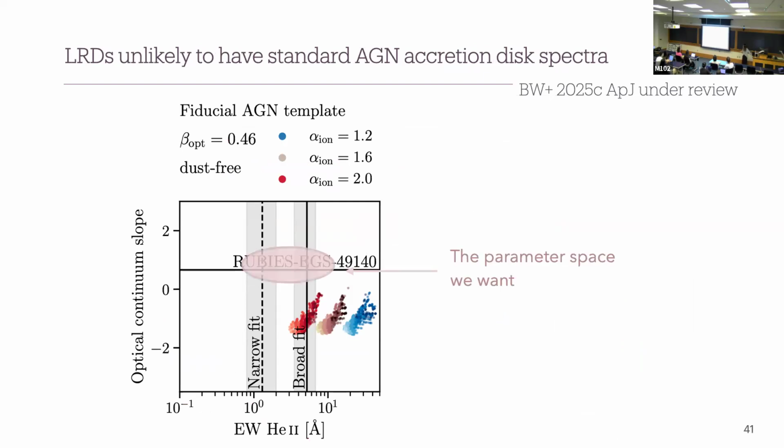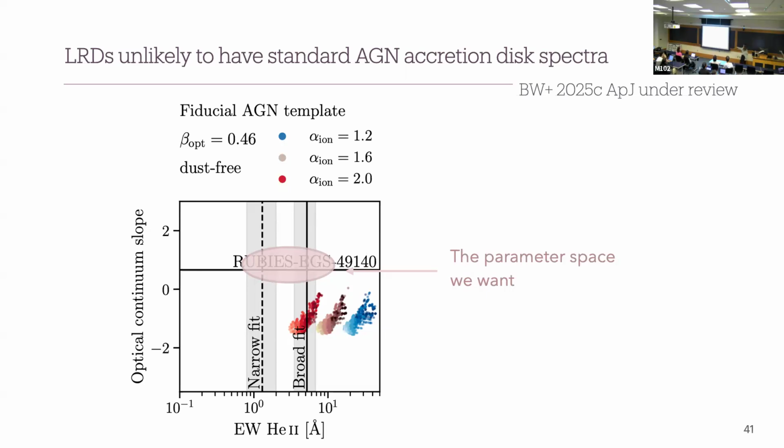So this is the parameter space we want. On the x-axis is the helium-2 equivalent width. On the y-axis, the defining feature of little red dots is this red optical continuum color. The parameter space we want is here, because the little red dot has low helium-2 equivalent width but a very red optical color. Those are the model predictions if we just assume a standard AGN SED. The models can never enter this region of the parameter space. Dust dependent. I mean, certainly the optical continuum slope would be affected or impacted by the dust.